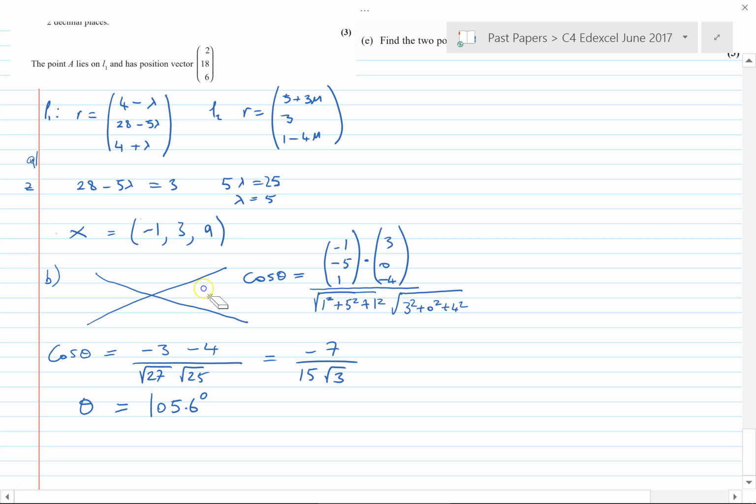But obviously what has happened is I've worked out the obtuse angle. I want the acute angle, which is 180 minus that, which is equal to 74 degrees. It's actually 74.369 and so on, which I've stored on my calculator because I'm going to need it for the next part or in a subsequent part. So I've stored that number.